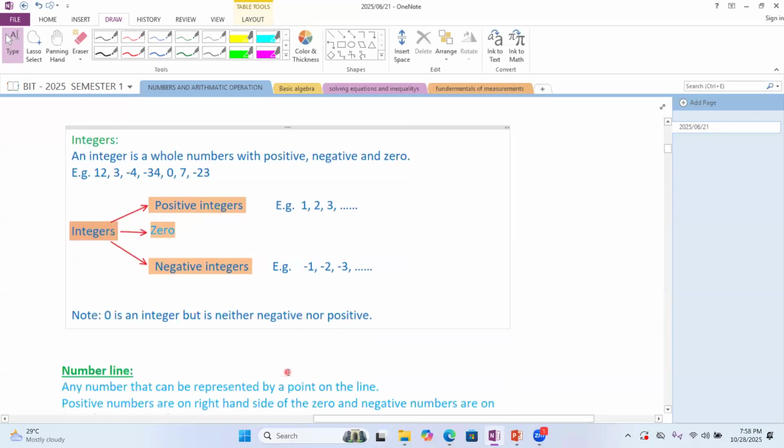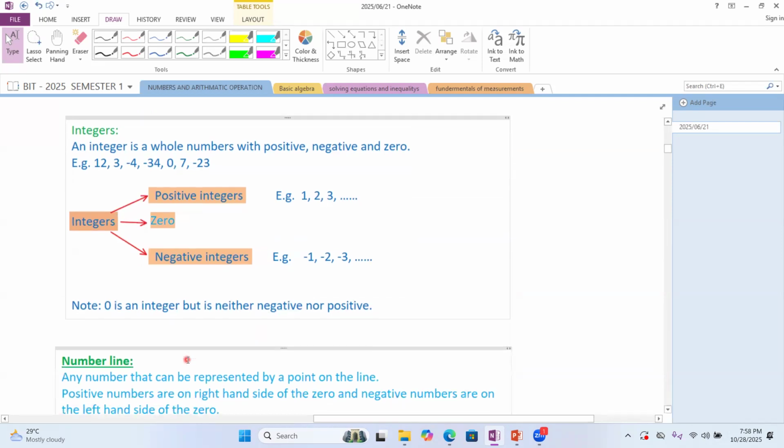Zero is an integer, but it's neither negative nor positive. Number line means any number that can be represented by a point on a line. Positive numbers are on the right hand side of the zero, and the negative numbers are on the left hand side of the zero.